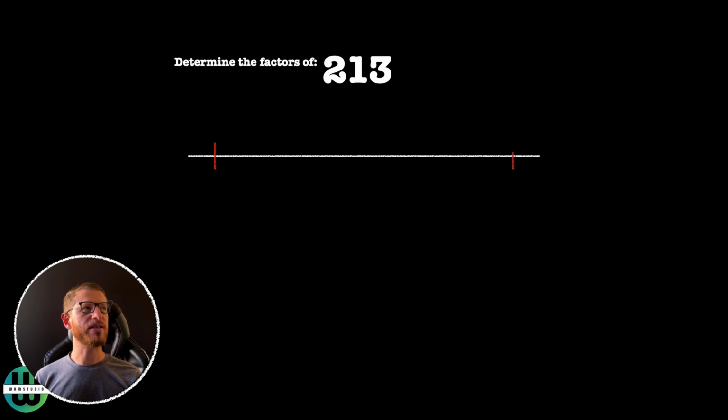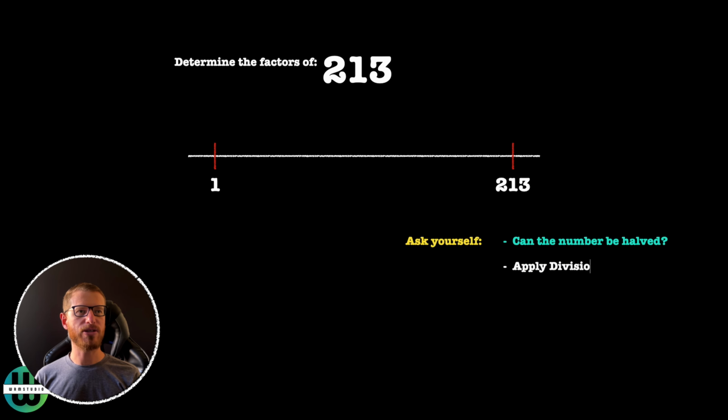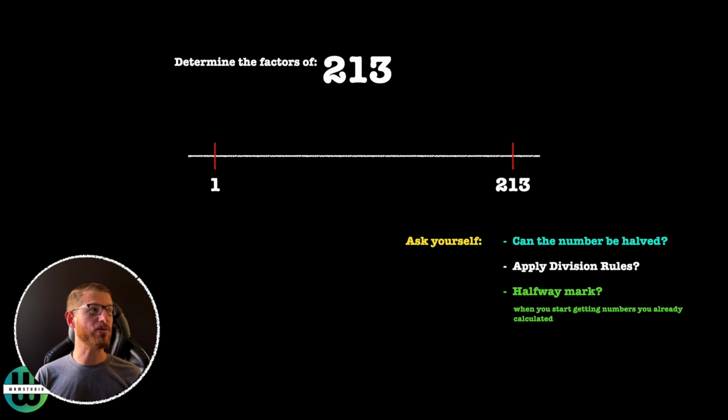Let's determine the factors of 213, a bigger number. Okay, so I'm going to start again, drawing my number line, placing my smallest and my largest factor first, 1, and the number itself, 213. Now I'm going to ask myself my 3 questions again. First question will be, can the number be halved? In this case, again, no, it cannot be halved. I'm going to apply my divisibility rules, and then I'm going to watch out for my halfway mark.